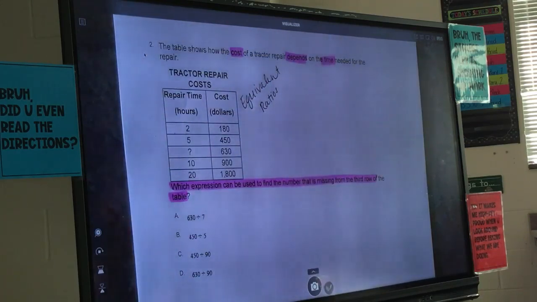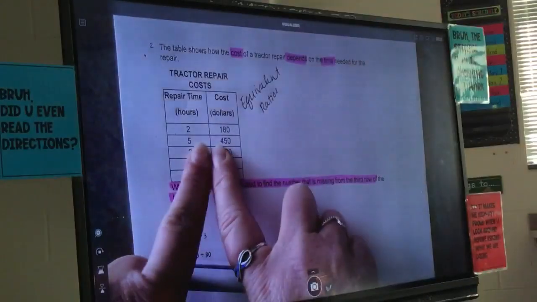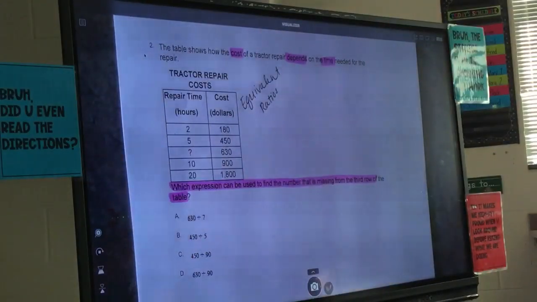Okay. So what made you pick 7, though? What was your thought process? So, I took the 5 and 450, and then I added the 180, which would be 630. Then I basically added 5 and 2, which would be 7, so I just said 630 divided by 7. Okay, so you kind of used this row to help you, and that's fine. That's a process that you can use.